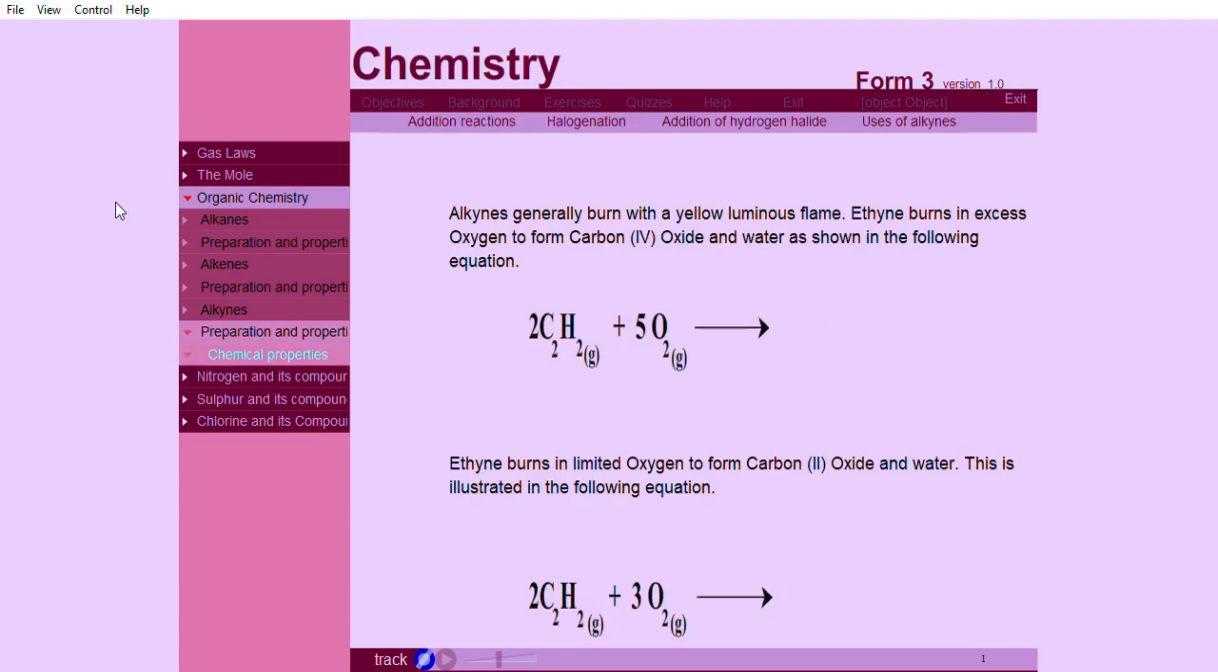Alkynes generally burn with a yellow luminous flame to form carbon 4 oxide and water. Ethyne burns in limited oxygen to form carbon 2 oxide and water. This is illustrated in the following equation. Ethyne burns in excess oxygen to form carbon 4 oxide and water as shown in this equation.